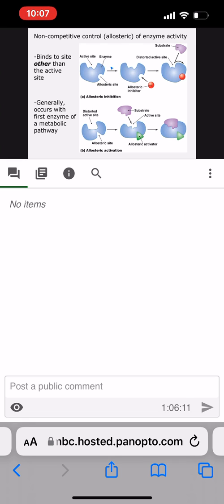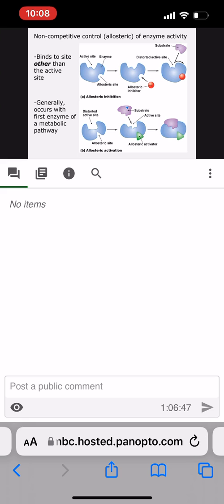There are two ways of doing that. An allosteric inhibitor negatively affects the enzyme: it binds, distorts the shape, and now the substrate can't bind. So the site other than the active site is called the allosteric site. This is where the allosteric inhibitor binds. There's also allosteric activation, where a compound will change the conformation of the enzyme so that it is now able to bind substrate better than it did before. So this is called activation.